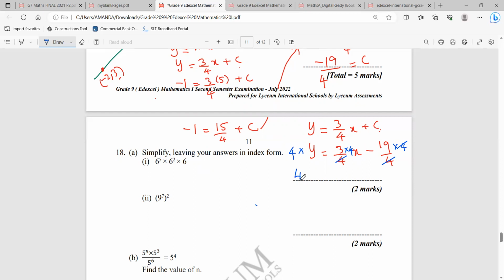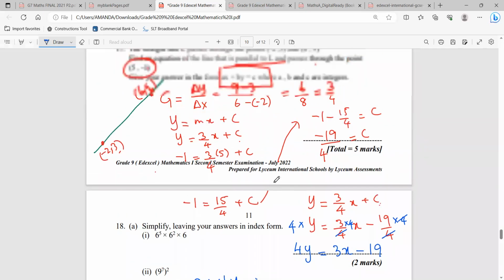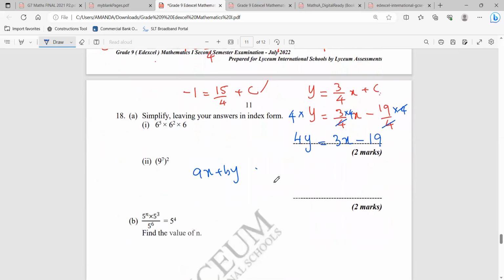So then it's 4y equals 3x minus 19. Still, they're asking ax plus by equals c. Okay.